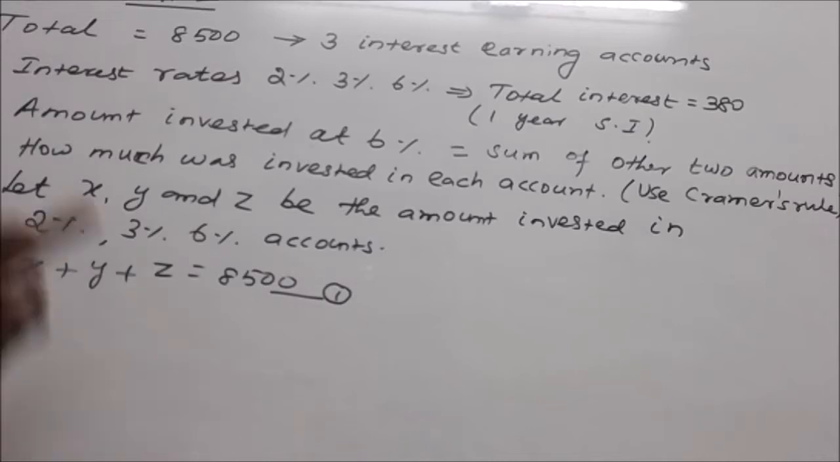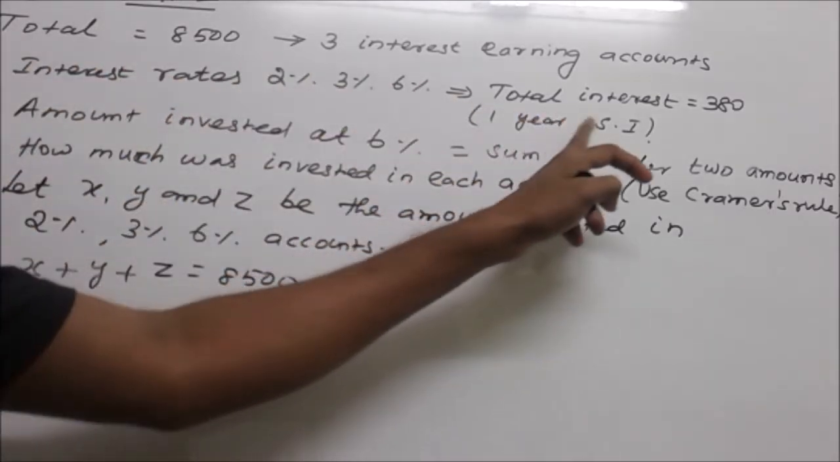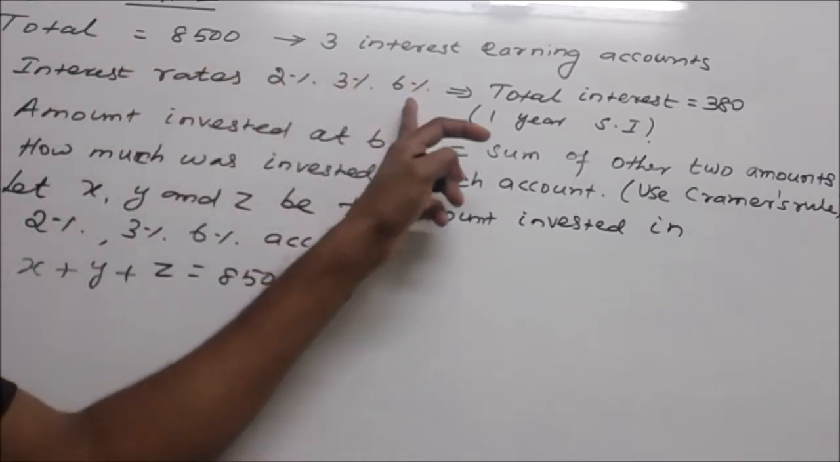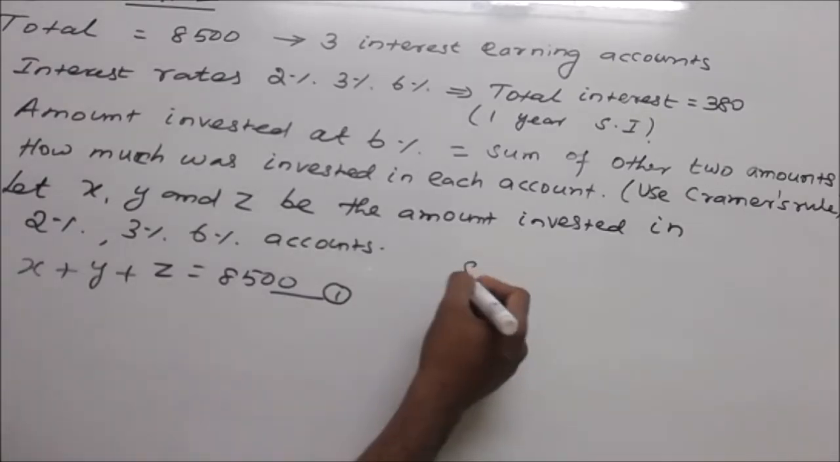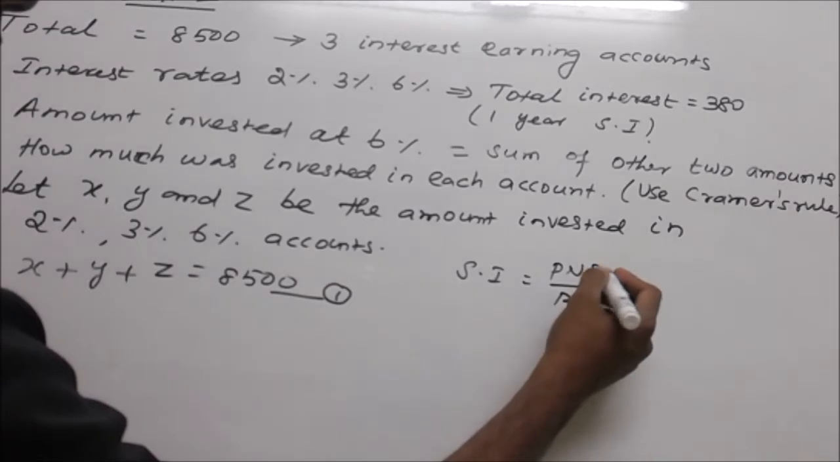And then the second data. First data we have completed. Now we are in the second data. Second data is interest rates: simple interest for 1 year. Interest rates are 2%, 3%, 6%. So the total interest is equal to 380. Simple interest means SI equal to PNR by 100.